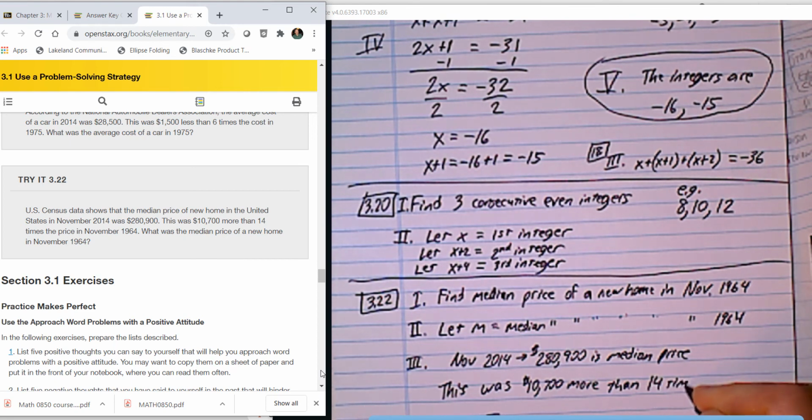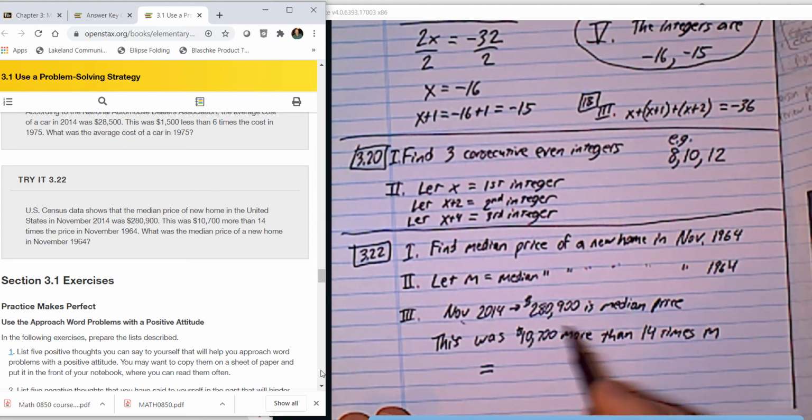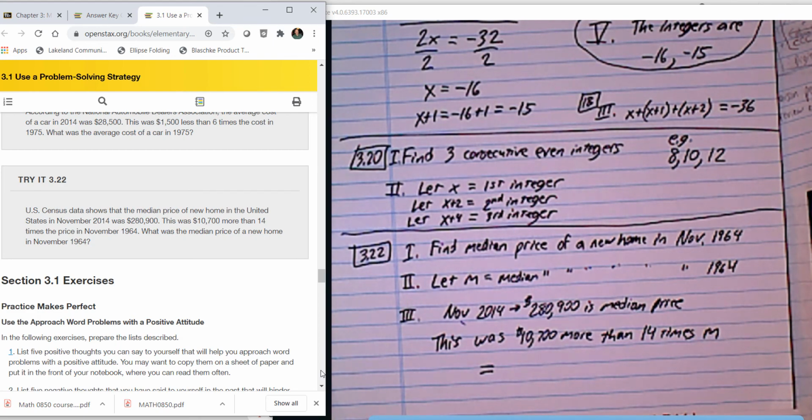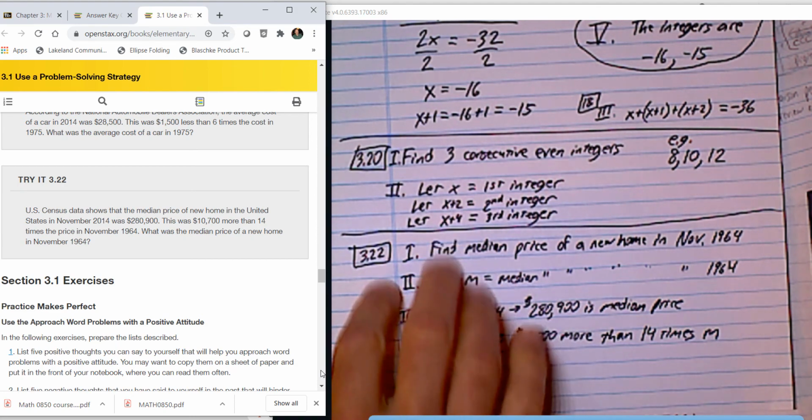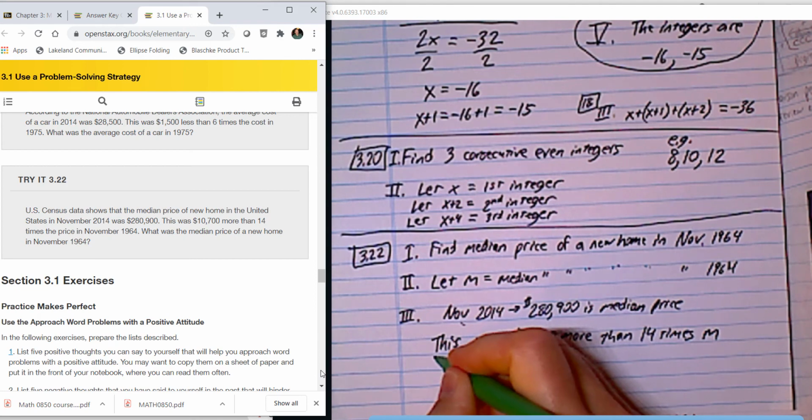14 times. Are you guys okay if I just put an M here? This was 10,700 more than 14 times the median price of a new home in 1964. So I'm telling you that this phrasing of that sentence is going to help me get the equation. Again, I believe step 3 is the hard one. I think step 3 is harder than step 4. Translating the problem, attacking it. What do we mean by this?